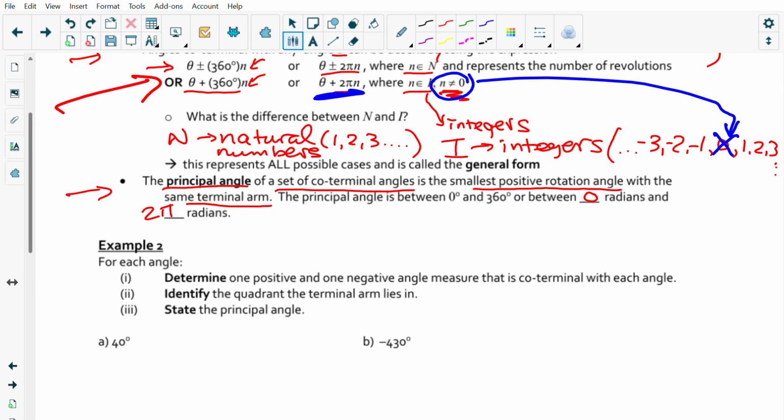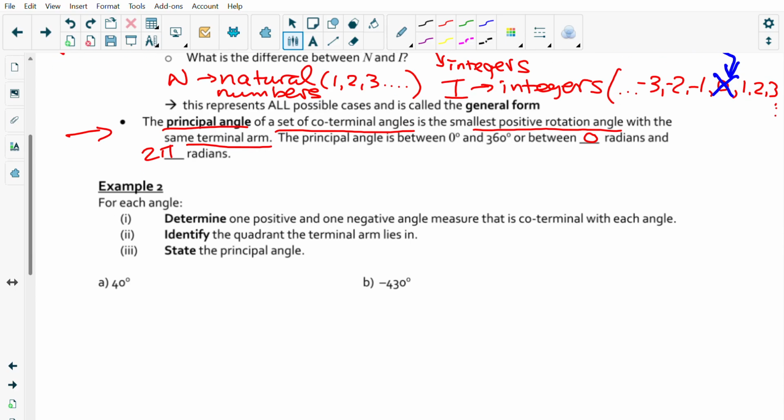Let's do an example. For each angle, determine one positive and one negative angle measure that is coterminal with each angle. Identify the quadrant the terminal arm lies in. State the principal angle. Okay? 40 degrees. Let's think of it this way. Theta plus 360 degrees n, where n is an element of all integers, but n is not equal to 0, right? n does not equal 0.